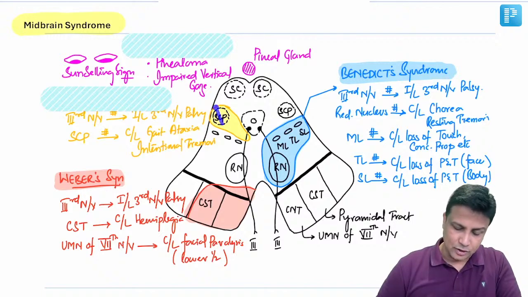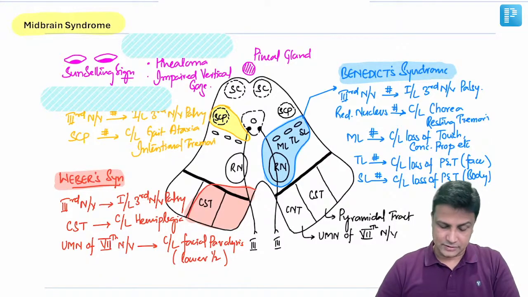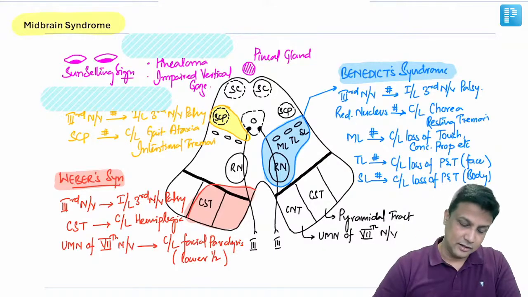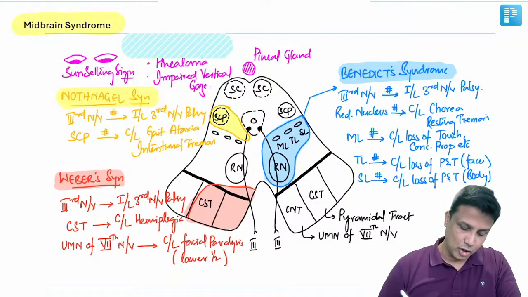Midbrain is connected to the cerebellum with the help of the superior cerebellar peduncle. And if this one is gone, of course the cerebellum, it will lead to what, guys? Ataxia. Contralateral ataxia along with intentional tremors. So ipsilateral third nerve palsy as well as contralateral gait ataxia, this syndrome is referred to as the Nothnagel syndrome.